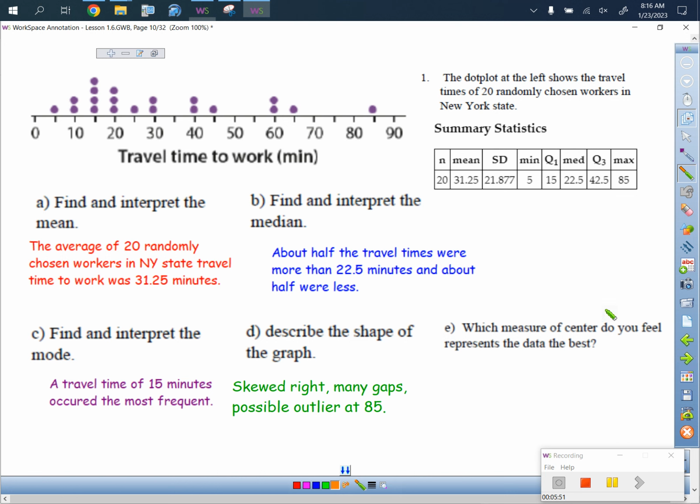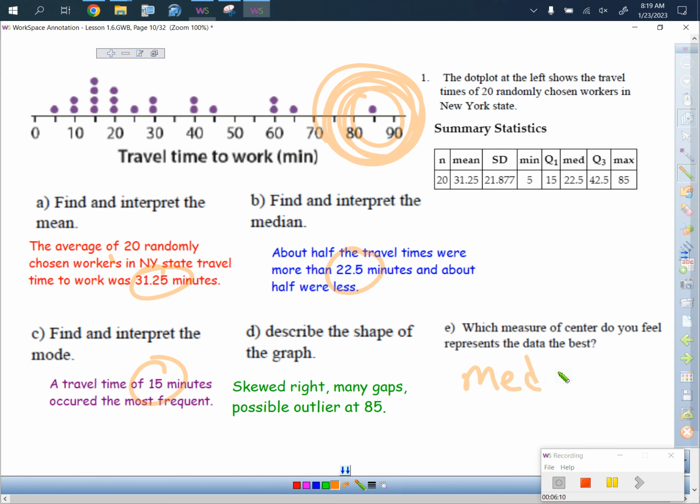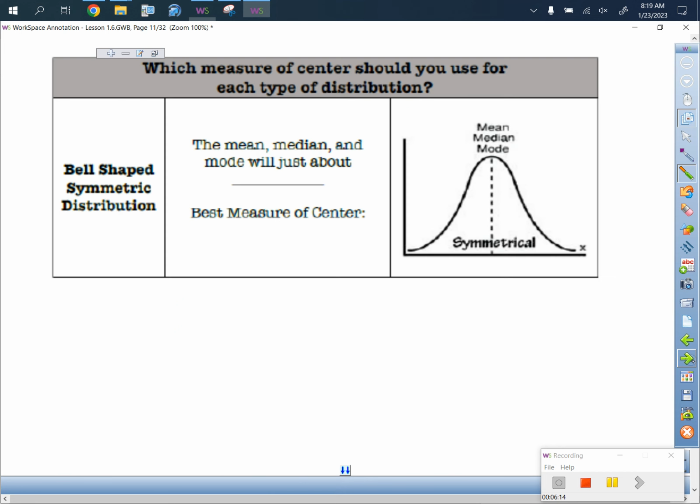And now, until we learn more to do part E, I just want to know your opinion. Out of all of these, the mean, the median, and the mode, which one of those, discussed with a neighbor, do you think fit this data the best? We feel that the median was the best, and we'll learn here in a second if that was correct or not. So keeping that app open, we're going to fill out this chart going down.